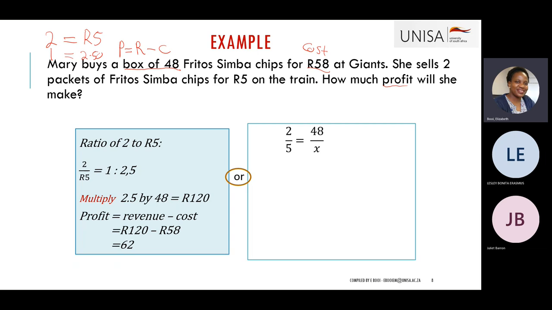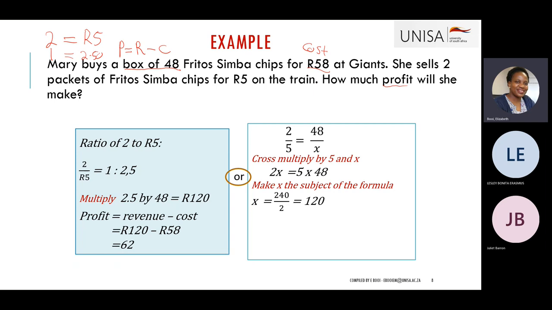So that is our X amount that we don't know. So we can calculate our X, the total amount of that. So crisscrossing, 2 will multiply with X and 5 will multiply with 48. Then you will have 2 times X is equal to 5 times 48. And we simplify this. 5 times 48 divided by 2, because we need to get rid of 2. We're going to divide by 2 and make X the subject of the formula. And 5 times 48 is 240, divided by 2 is 120. So we know the 48 will make 120.